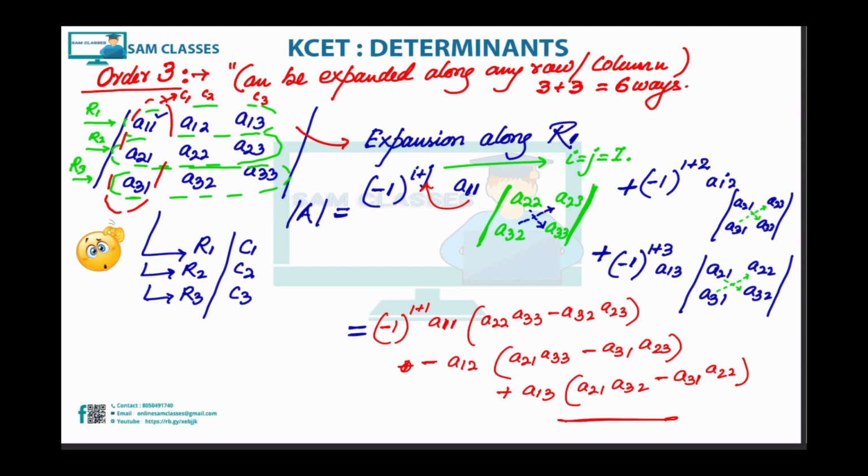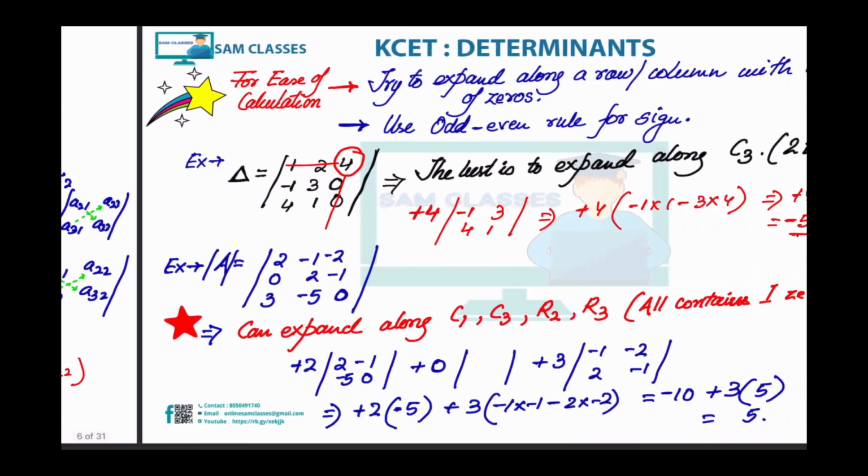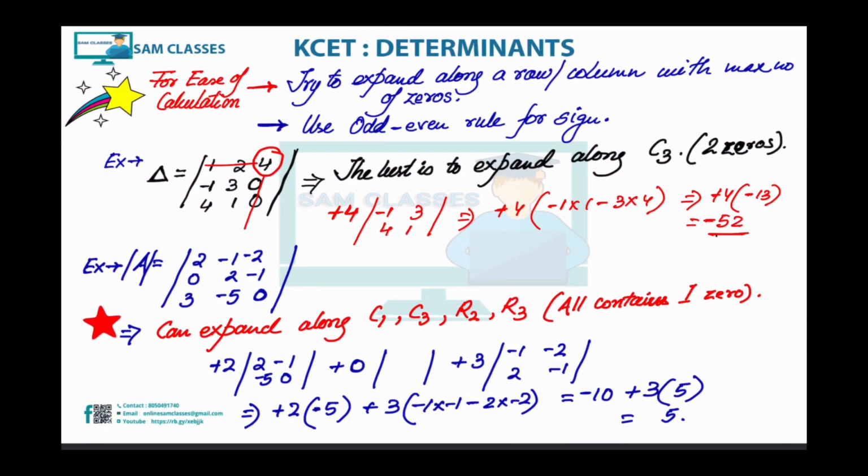Let's see with a real example, how will we expand it. Now, for ease of calculation, students, what you have to do is take that row or that column which has more number of zeros. So I could have taken this column, but if I take this, I have to expand for all three. And if I take the third column, C3, I just have to do it only for this 4. So always try to take a row or a column which has more number of zeros. Clear? And I already told you odd even. If minus 1 power odd is coming, then it is what?